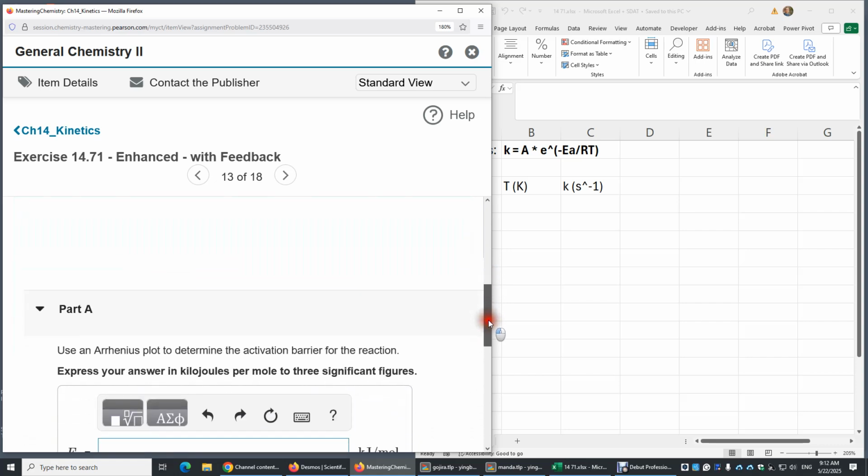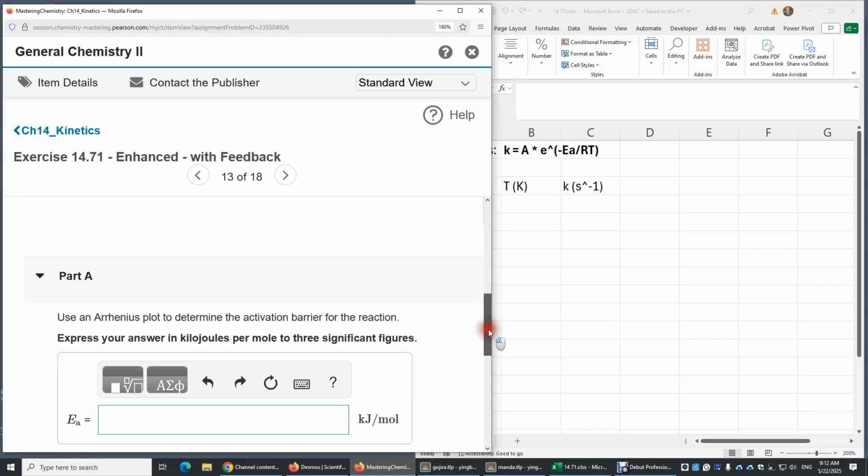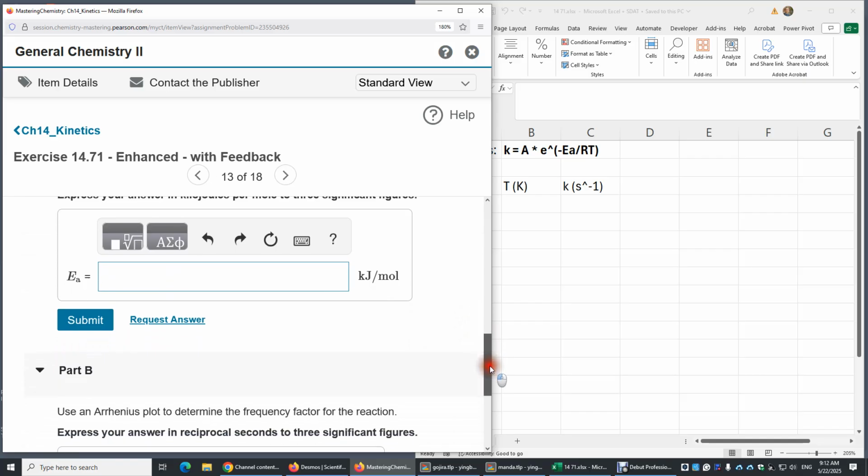Part A. Use an Arrhenius plot to determine the activation barrier for the reaction. This is activation barrier or activation energy in kilojoule per mole. Part B. Use an Arrhenius plot to determine the frequency factor for the reaction. The frequency factor denoted by A is also the pre-exponential factor.